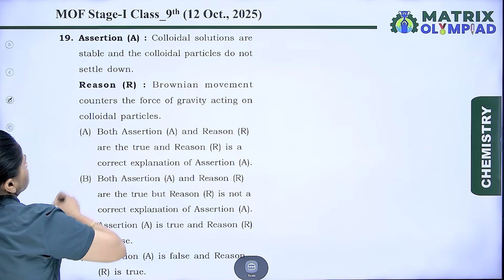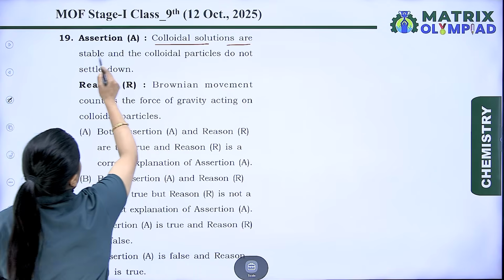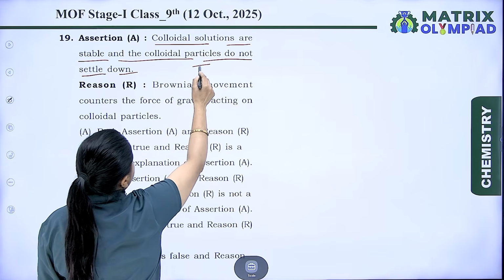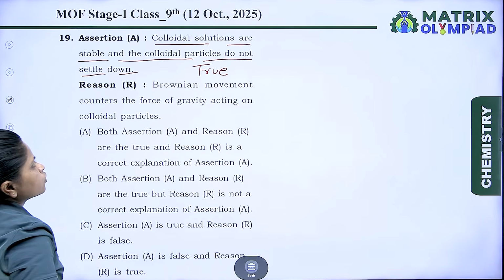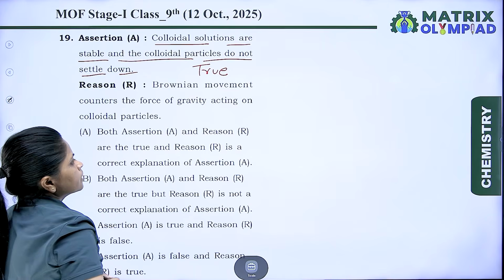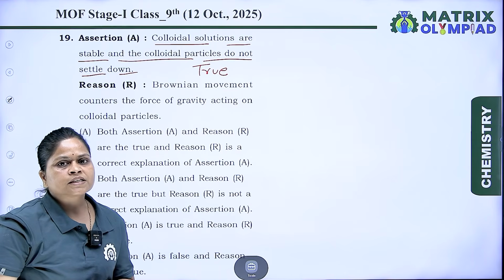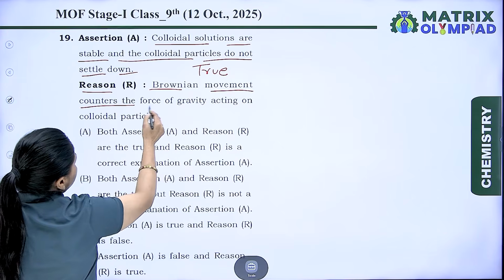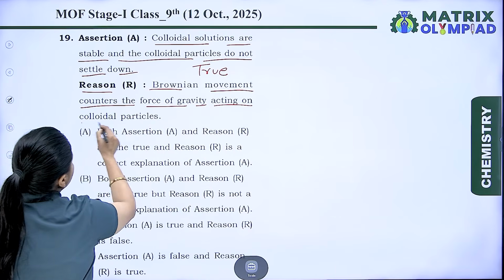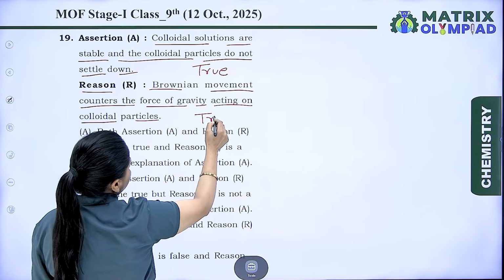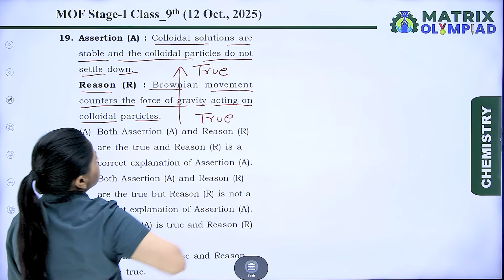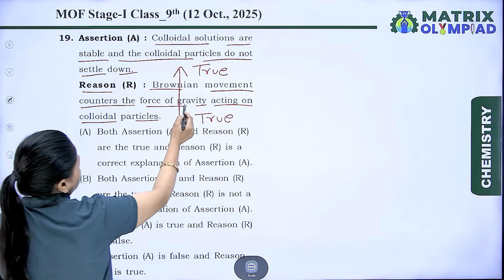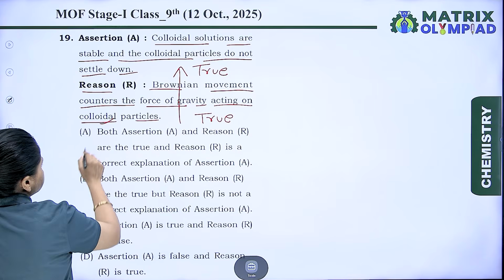Assertion and reason type question. Assertion: Colloidal solutions are stable and the colloidal particles do not settle down. Yes, this is true. As we know that colloidal solutions are stable because dispersed phase are dispersed in the dispersion medium. Reason: Brownian movement counters the force of gravity acting on colloidal particles. Yes, it is also true, and this can explain the assertion correctly, as Brownian movement counters the force of gravity on colloidal particles. Let's check the options.